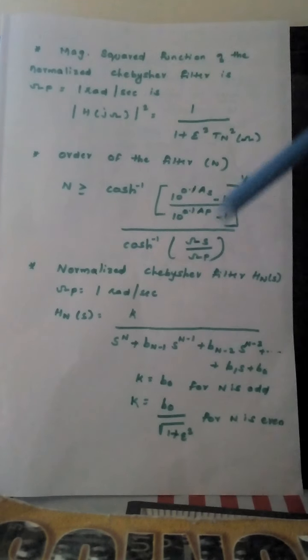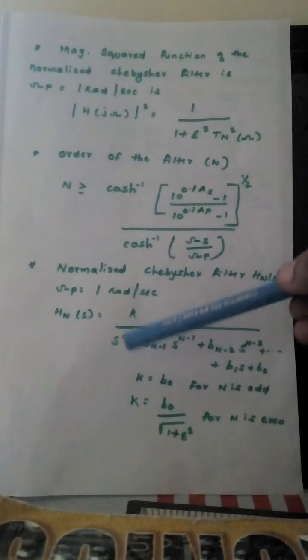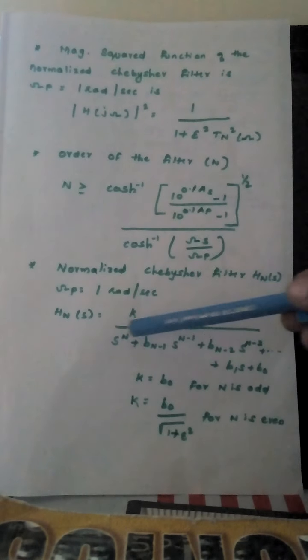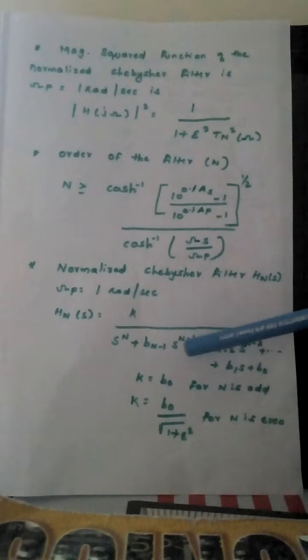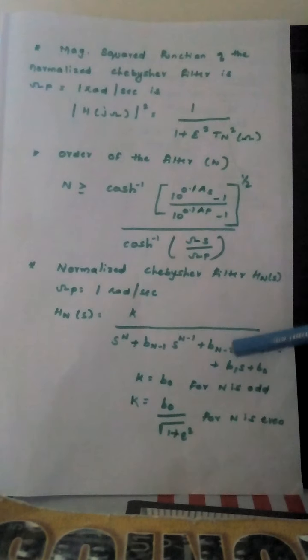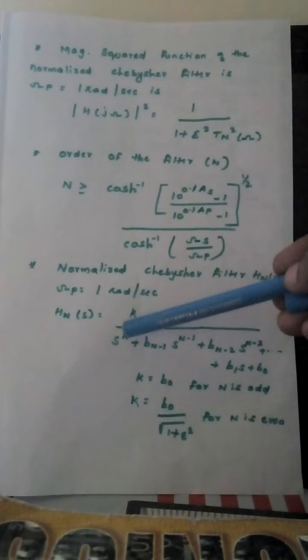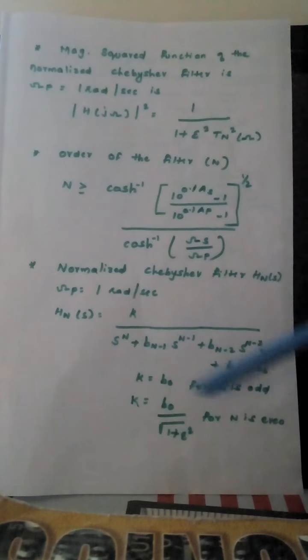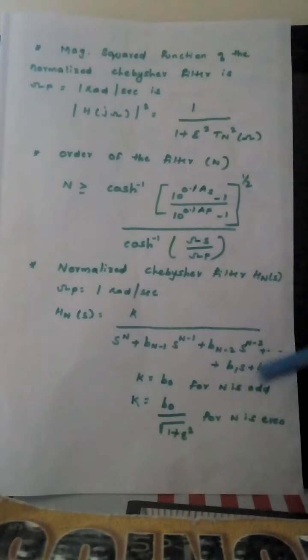For example, if you are getting n value as 2, we'll get the expression s square plus b1 into s plus b naught. The corresponding b1 and b naught we can write down from the data sheet. Similarly, if n equals 3, it will start with s cube. Like this, all the values, the constant b naught, b1, b2, all the values can be written down from the data sheet.